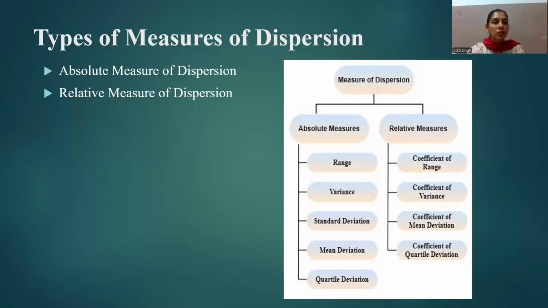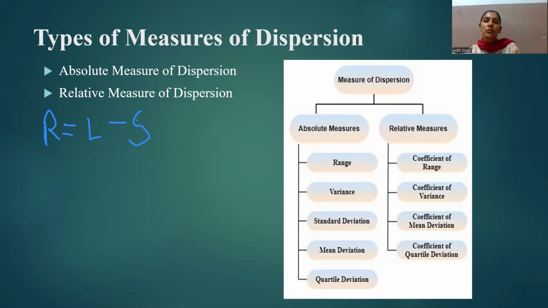If we talk about the formula of range, then range is equal to largest item minus smallest item. L means largest item, S means smallest item. So range is equal to largest item minus smallest item. Basically, range refers to the difference between the minimum and maximum value of a series.